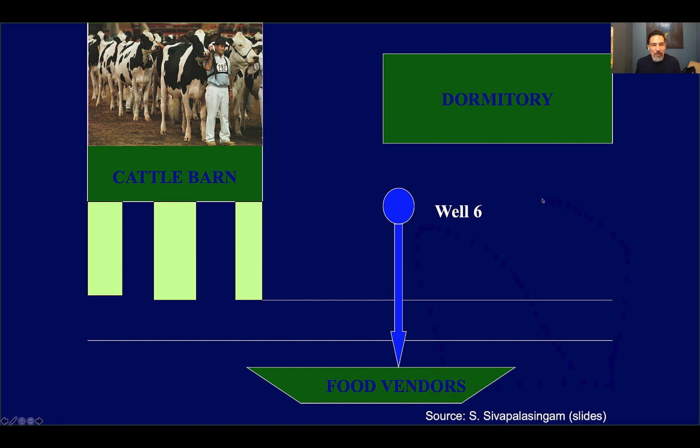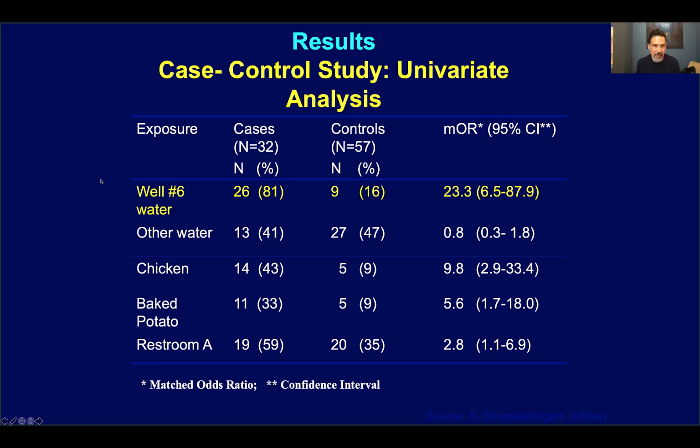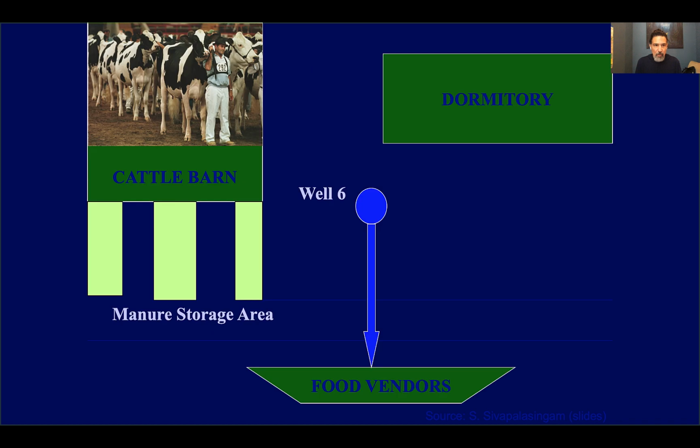So you remember that well number 6 served the food vendors at the fair, and that nearby was a dormitory and a cattle barn. And in the case control study that the investigators did, they did find that well number 6 did have a very high odds ratio associated with being a case. In fact, 81% of the cases had some documented exposure to well number 6, making it a likely culprit. So the question really becomes, how did the water in well number 6 become contaminated?